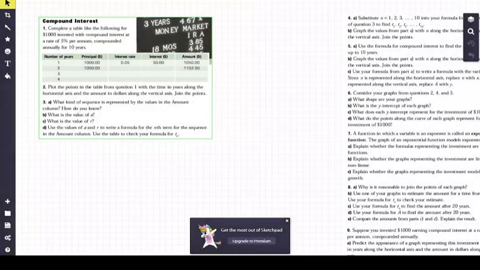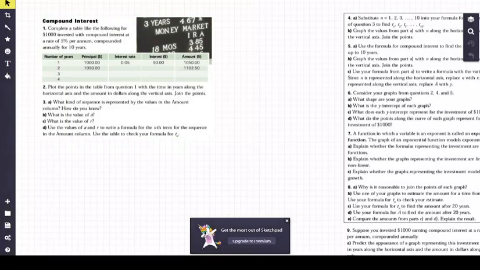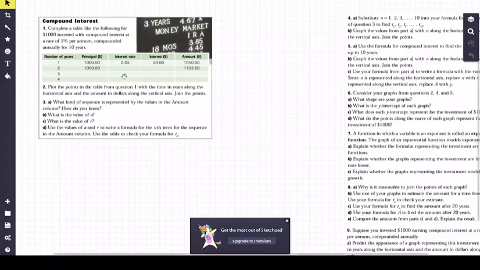Today we are going to do the investigation of compounding interest, exponential growth, and geometric sequence. So we're going to see how these relate, and you'll find out, yeah, they do relate in some ways. So let's go ahead and start.